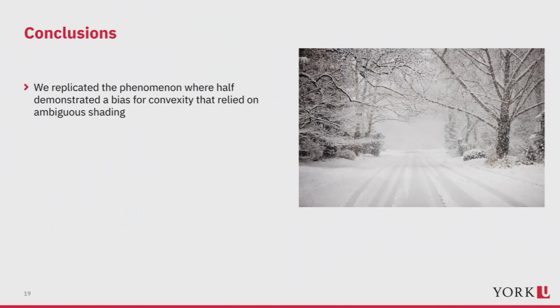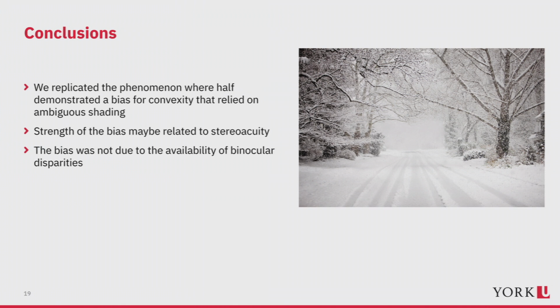So in conclusion, we did replicate this phenomenon, so we did successfully show that half of these observers demonstrated some level of this bias. Interestingly, we did show the strength of the bias may be related to stereoacuity. Importantly in this study, all observers were stereonormal, so their range was within the typical range of stereoacuities, but observers with higher stereoacuities did tend to show a stronger bias. So binocular disparity processing may play a role in the susceptibility to this bias. And of course, I showed that this bias was not actually due to the availability of binocular disparities.